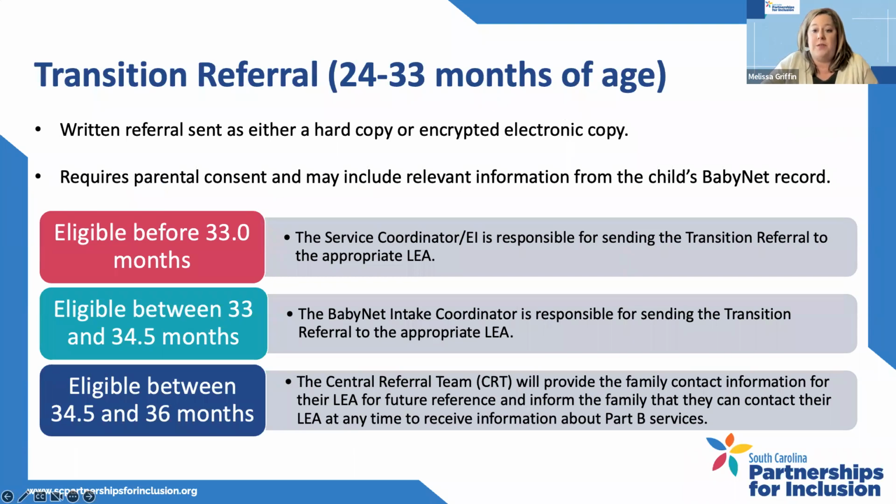On to transition referral. Transition referral is done at 24 to 33 months of age. It is sent as either a hard copy or an electronic copy of information. And you can see there's a breakdown. This one does require parental consent, and it can include information from the child's BabyNet record. So the early interventionist or service coordinator is responsible for sending that for children found eligible before 33 months of age. And so you can see this is broken down here.